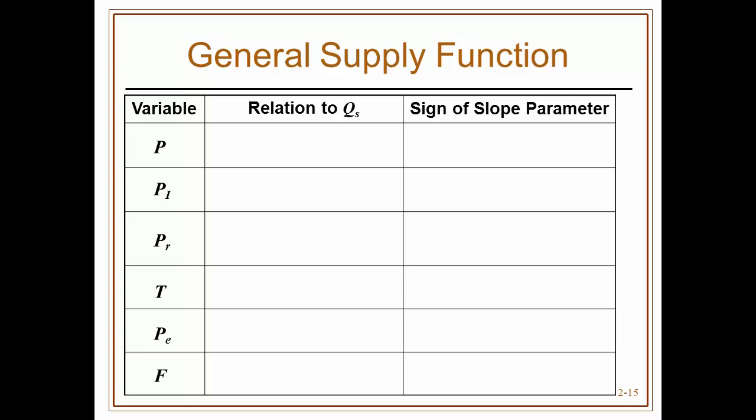So for the own price, we expect that there would be a direct relationship here. As the price of the product goes up, sellers would be willing to supply more of the product. That would mean that K coefficient would be positive. When we had these other input prices, PI, these are all costs to the business. So if the wage goes up, that's one of the input prices, then that would increase the cost of production and reduce the profitability of supplying this product. So as the input price goes up, there's an inverse relationship with the quantity supplied, and we would expect that parameter value to be negative.